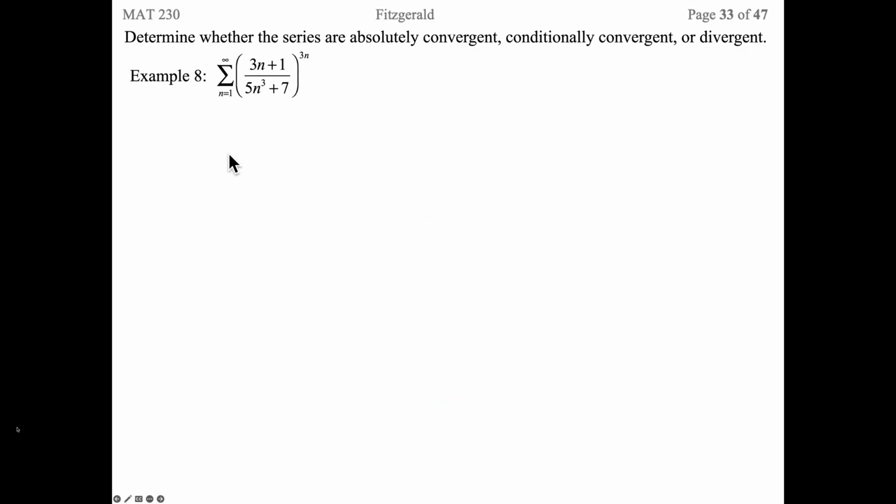Example number 8. Here we have, again, an infinite series. We have 3n plus 1 on the top, 5n cubed plus 7 on the bottom, all raised to the 3n power. So again, definite root test. We take the limit as n goes to infinity of the nth root, not the 3n power, the nth root. So that's only going to cancel out that n right there.